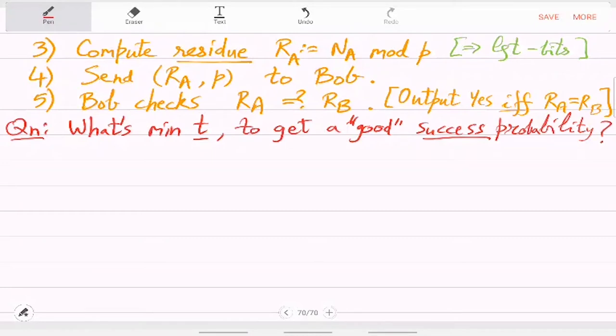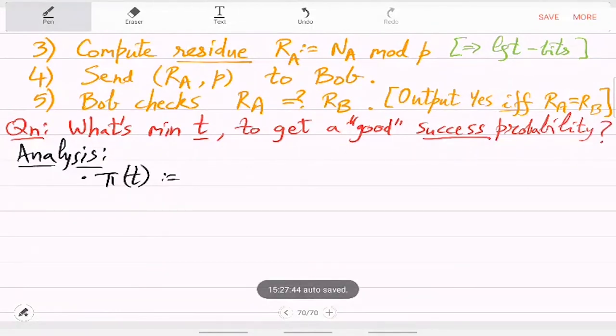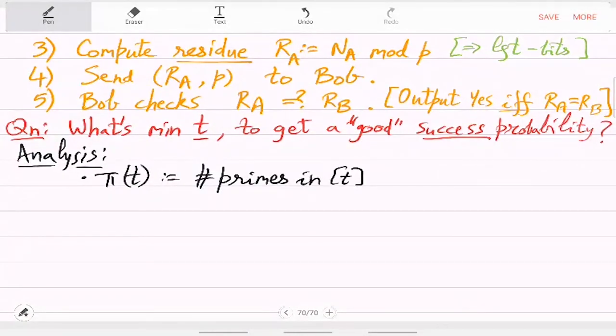To really fix the algorithm, we have to do an analysis, find t, fix t, and also say what confidence we have given RA is equal to RB. With how much confidence can we say A equals B? So let us do the analysis. First thing you have to learn is how many primes there are till t. The number of primes in the set 1 to t is around t over log t.